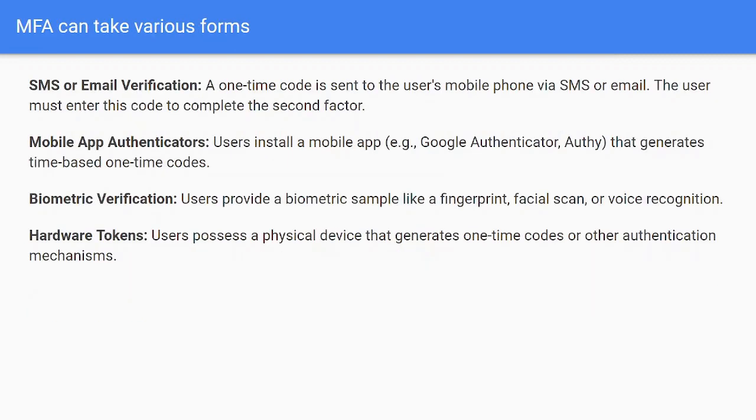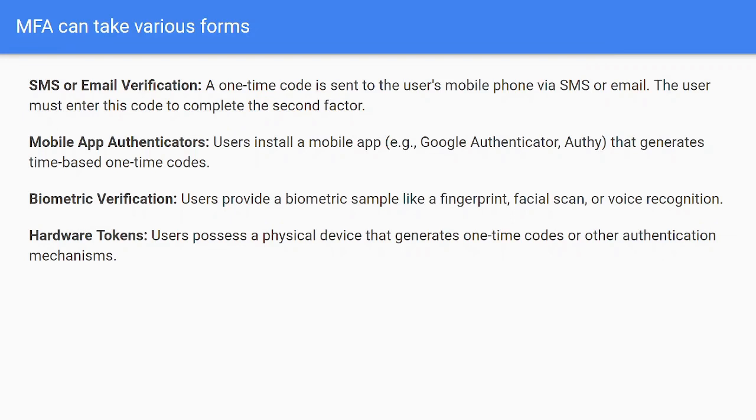So MFA can take different forms. It can take your SIM or your email verification. They will send a number to your phone, or they'll send it to your email. Or there's a mobile app. We have something called Google Authenticator, which generates one-time authentication codes regularly. You can check on the Play Store, you will see the Google Authenticator there.